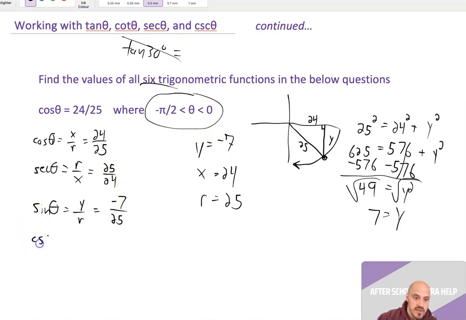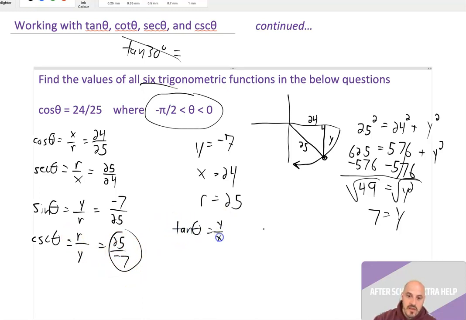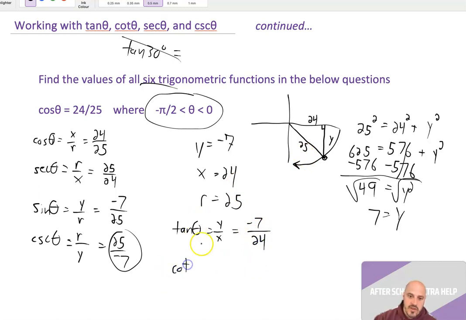Let's get the next super easy answer, which is just the reciprocal. Flip these around. R over y. So I have r is 25, and don't forget your negative 7. Usually we put the negative on top, but that's okay. That's still my cosecant of theta is 25 over negative 7. And our last two: tangent of theta is y over x, so my y value is negative 7, and my x value is 24. And lastly, cotangent, tangent's reciprocal, which is x over y. I'm just flipping these: negative 24 over 7. I just put my negative in the numerator.